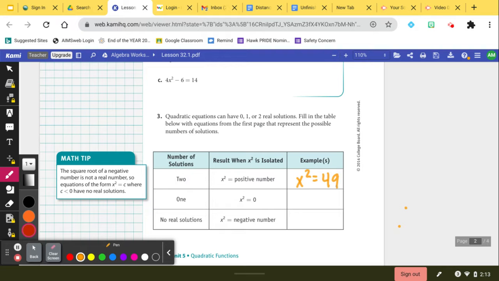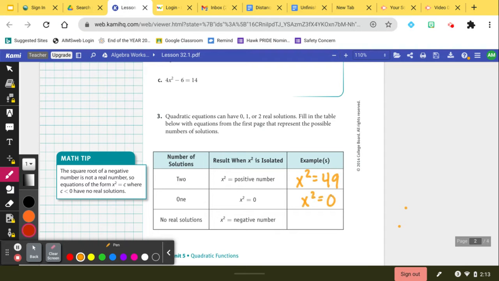We could have had 1 real solution, which is when x squared equals 0, because when we square root that, the square root of 0 is 0. So x squared equaling 0.